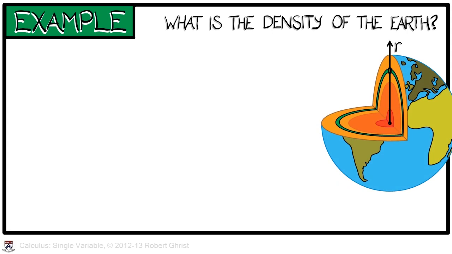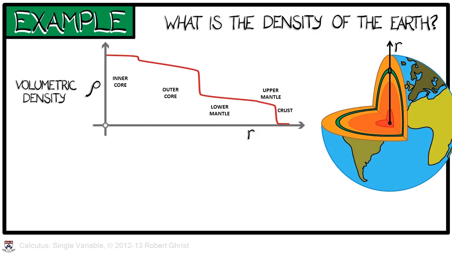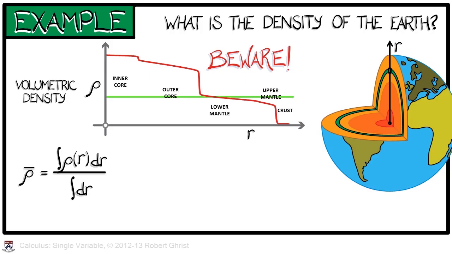What is the density of the Earth? By which I mean the average density, since it changes. Recall, we know a little something about the volumetric density function, rho, as a function of r, radial distance. Now, you might be tempted to look at this graph and try to eyeball the average density there. But be careful. We have to use this integral formulation.